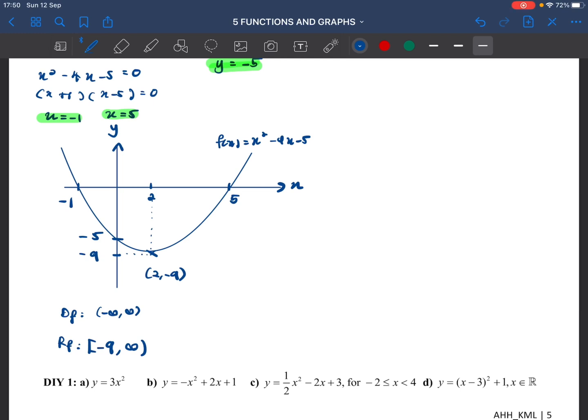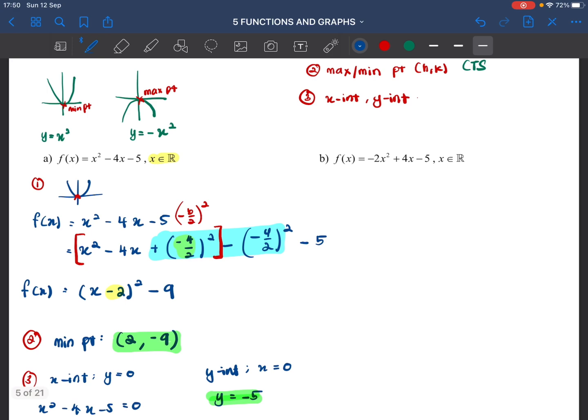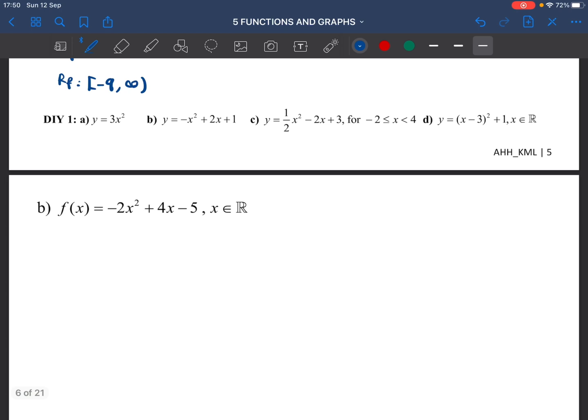Okay, so that is for question number 1. So let's see question B. But I want to change question B a little. Make sure you change it too. Instead of x is in real number, erase that, I want to change the domain here to, let's say, negative 2 to 3. We have f(x) equals negative 2x square plus 4x minus 5. Erase x is in real number, and write x is between negative 2 and 3 included.